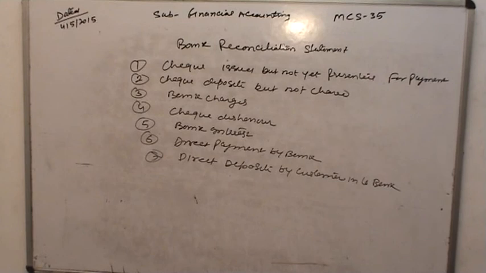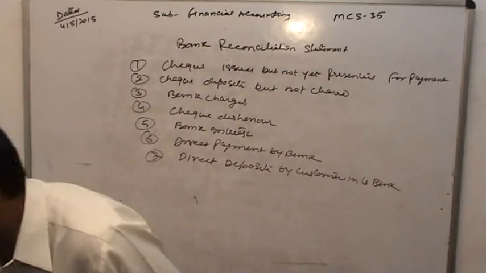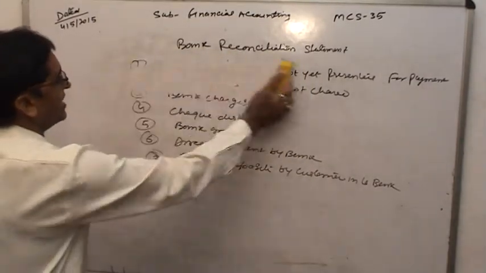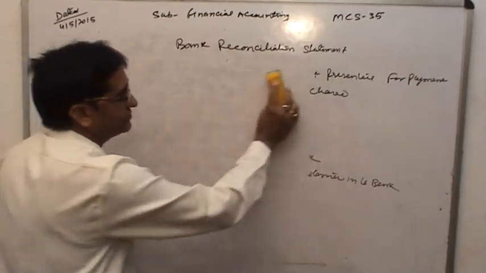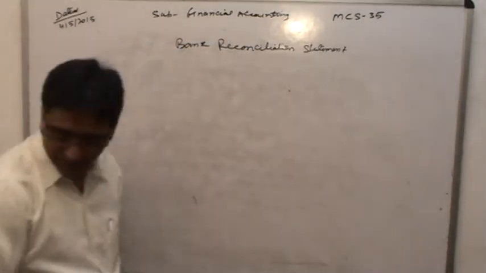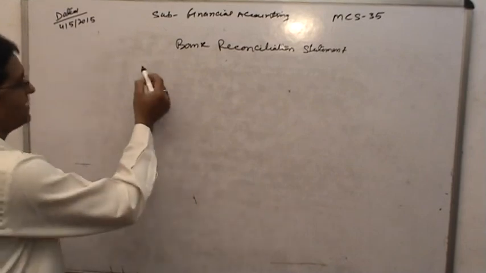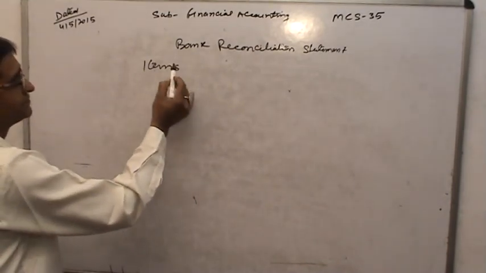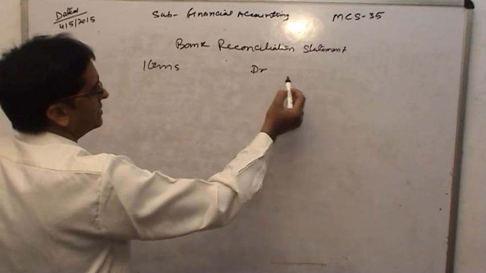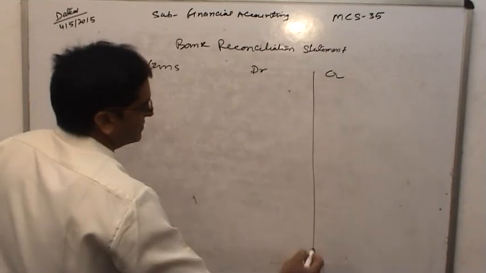And now how can you reconcile the accounts, or how can you prepare the bank reconciliation statement? A unique format for this purpose is: item number, items, then debit, and then credit.